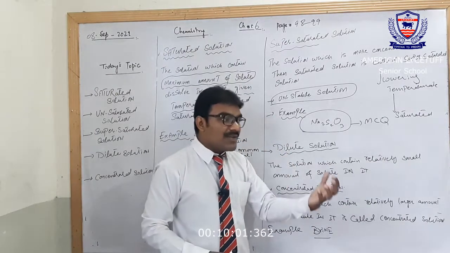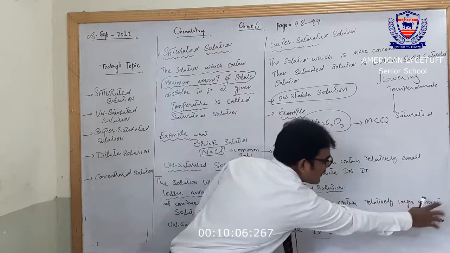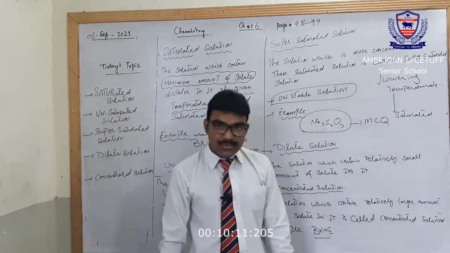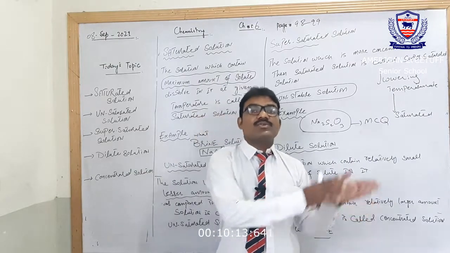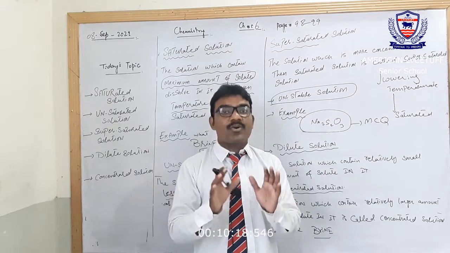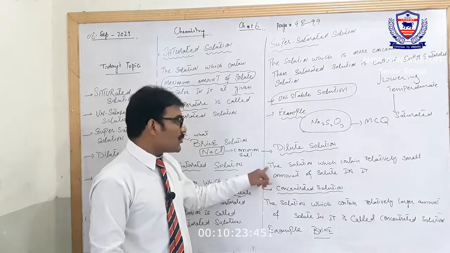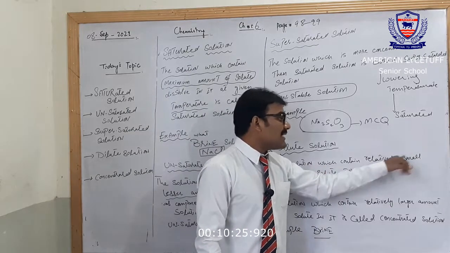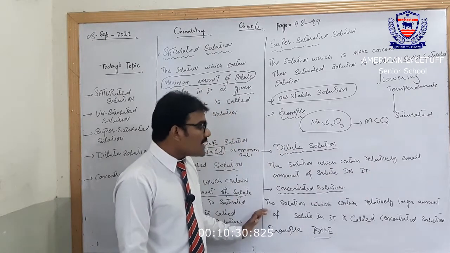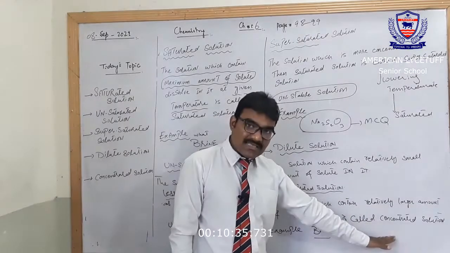But if we increase the quantity of the tea leaves, the solution which contains relatively larger amount of solute is called a concentrated solution. So concentrated solution is equal to strong tea. You don't have to write these words on the paper. These are the common examples. For better understanding, use the book material, which says that the solution which contains relatively small amount of the solute in it is called the dilute solution. The solution which contains relatively larger amount of the solute in it is called the concentrated solution.